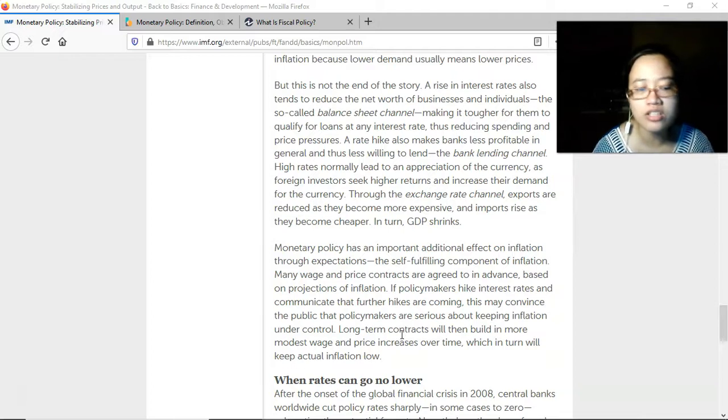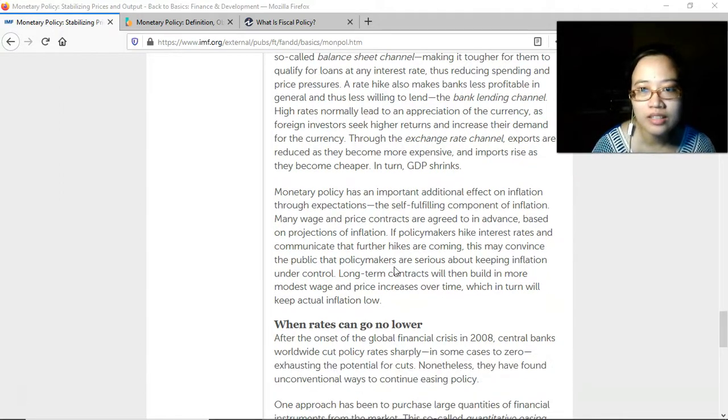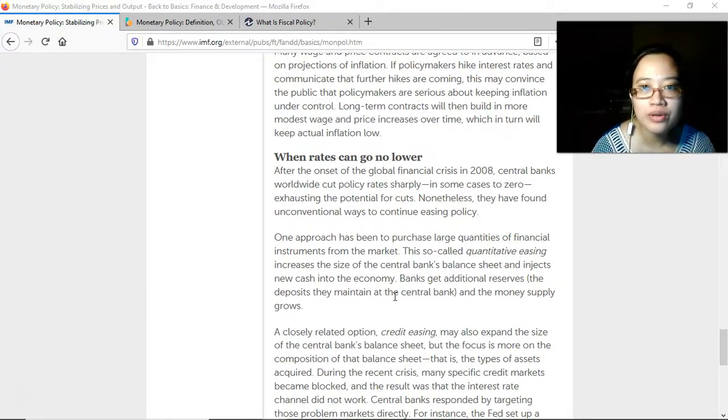I think, in the last year since the pandemic started and a lot of businesses were closed down or temporarily ceased their operations, the BSP did provide a lot of reports or updates on how they're going to respond to that scenario. Because also foreign investors are pulling out their investments because of the less economic activities. Okay, long-term contracts will then build in more modest wage and price increases over time, which in turn will keep actual inflation low. When rates can go no lower.